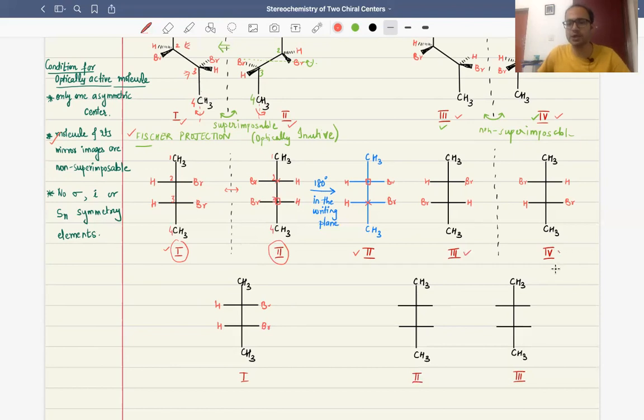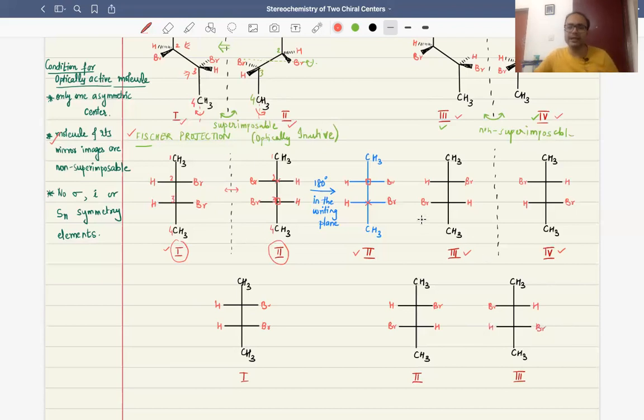If we look at these molecules, we find that when we do a similar kind of operation on stereoisomer 4, it is not superimposable on the third stereoisomer. So that means these two are different. So I'm going to write exactly my stereoisomers like that. So I'll write H Br. Here again I'll write Br and then H and H and Br.